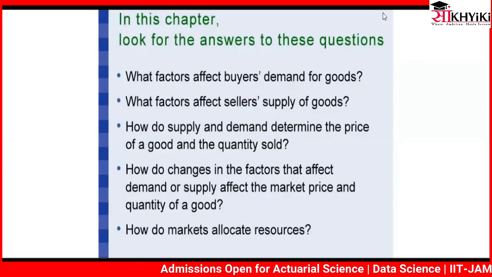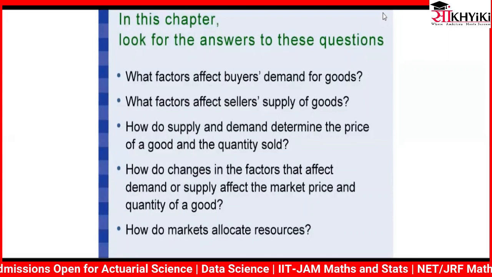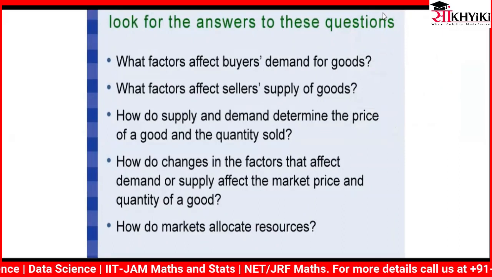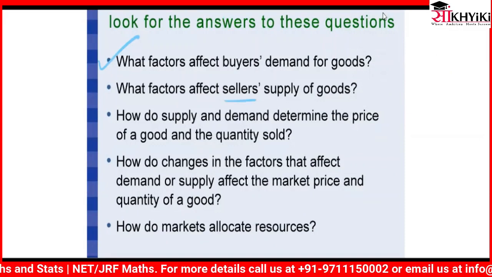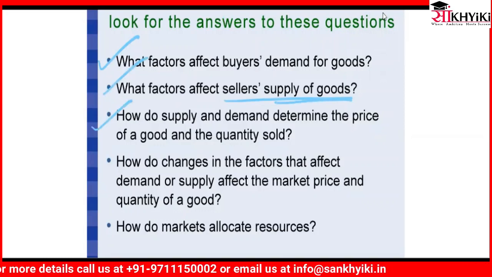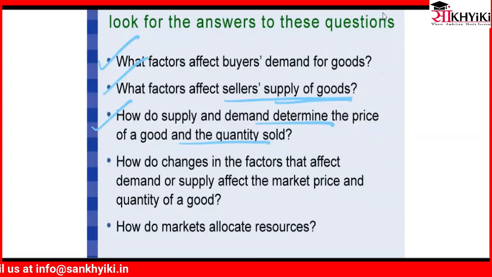So in this chapter, we are going to answer these questions. First, which are the factors which affect buyers' demand? Second, what factors affect suppliers' supply of goods? Third, how do supply and demand determine the price of goods and quantity sold? So, ideally what I'm saying here is, how does supply and demand come together in the market? How do the two forces come together, and how is the equilibrium price and equilibrium quantity determined in the market?